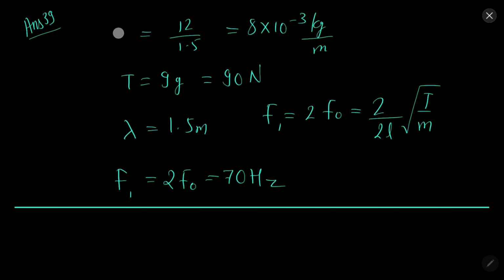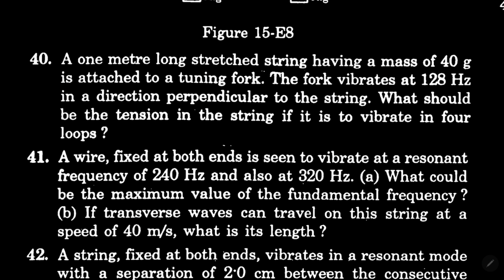Remember, this is M, so let me write it M. This is not mass, this is mass per unit length. In question 40, a 1 meter long stretched string is there. What should be the tension in the string if it is to vibrate in 4 loops?